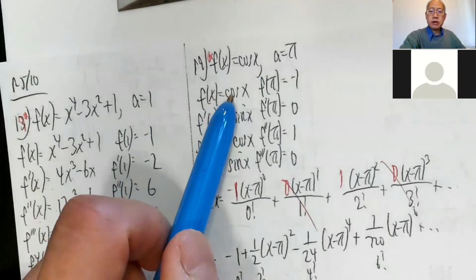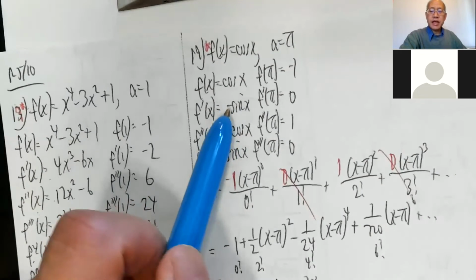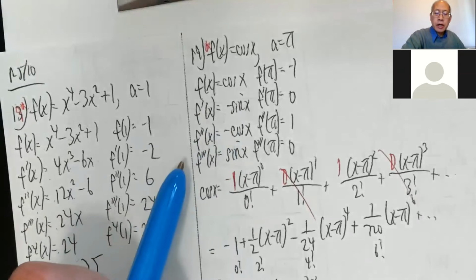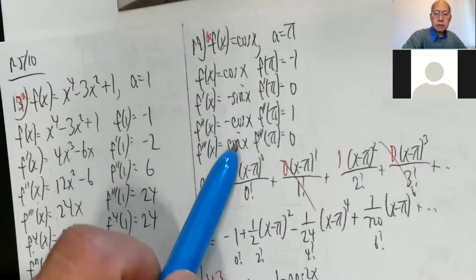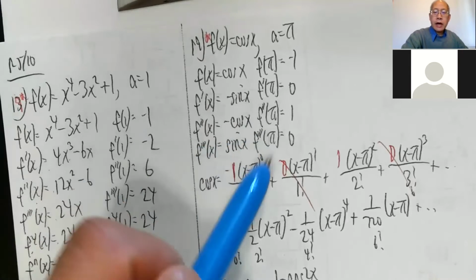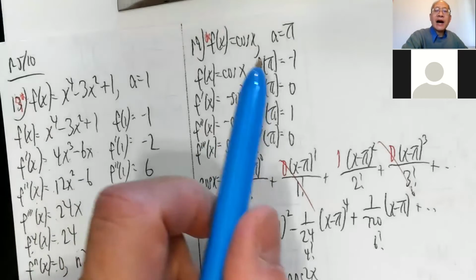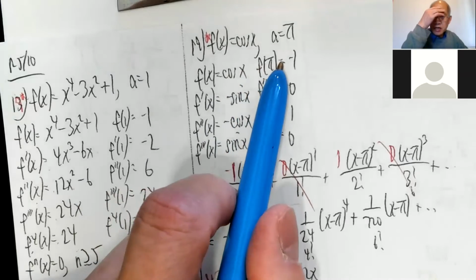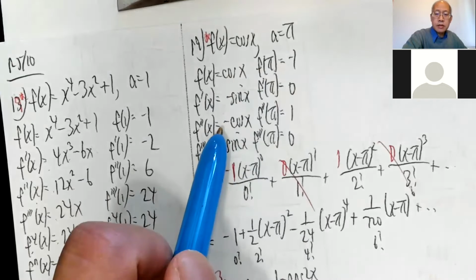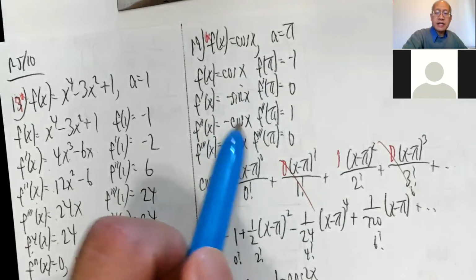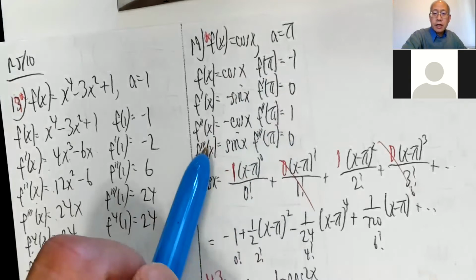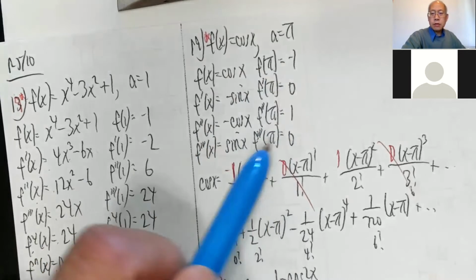Okay, so the function is cosine. F prime is negative sine x. F double prime is negative cosine x. And F triple prime is back to sine x. Now, plug in pi. Cosine of pi is -1. Negative sine of pi is 0. Negative cosine pi, that's -1. 1. And sine of pi is 0.